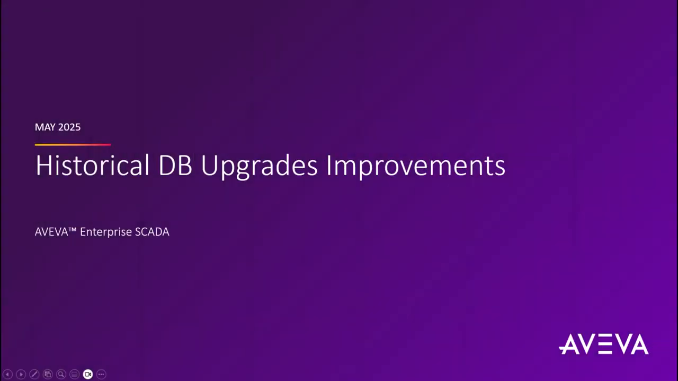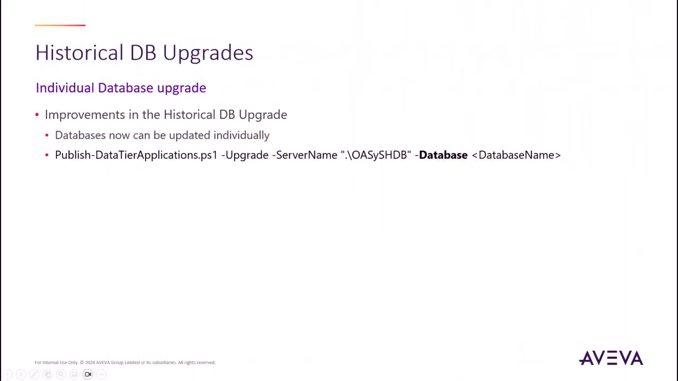With this release, we have made improvements to the historical database upgrades. Administrators can now upgrade historical databases individually, offering more flexibility and control. This allows for efficient and targeted upgrades, with each database managed independently to ensure a smooth transition and minimal disruption. A new optional command switch operator has been added to the upgrade command to include the database name to upgrade.